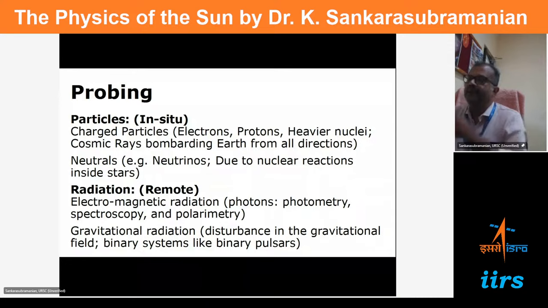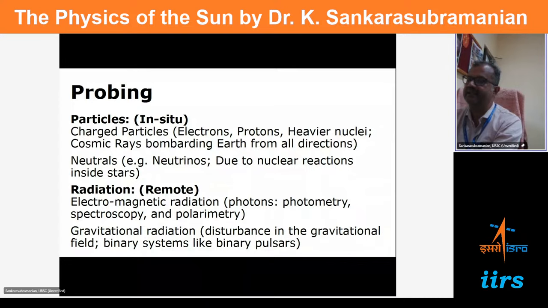Of course, we also have gravitational radiations. Many of these are lensing effects: when further away stars are being observed, the sun does lens some of the stars behind it. And that talks about the gravitational potential of the sun.